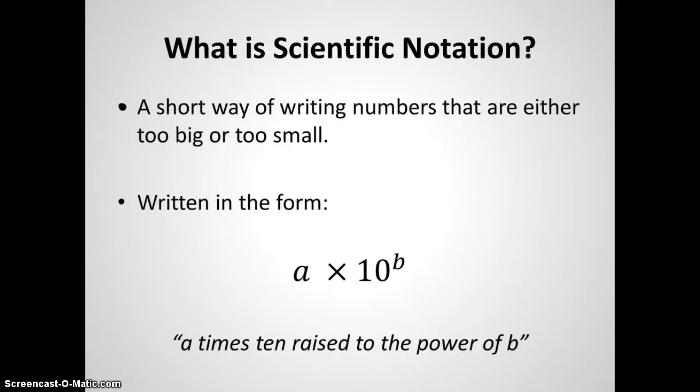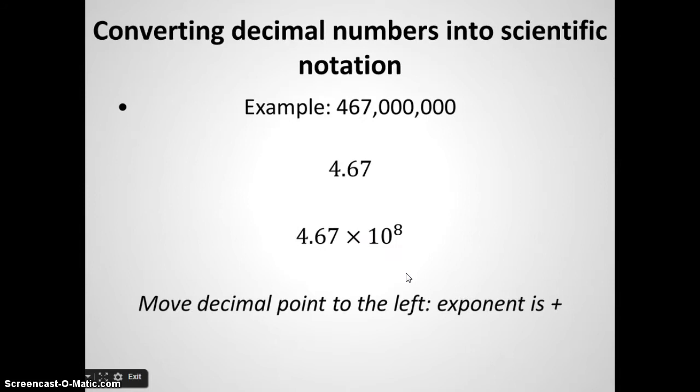So let's begin. What is scientific notation? This is a short way of writing numbers that are either too big or too small. It is written in the format a times 10 raised to the power of b. Here, a is our decimal number, which is between 1 and 10, and b will be our exponent. So let's try some examples so we know what we're doing.